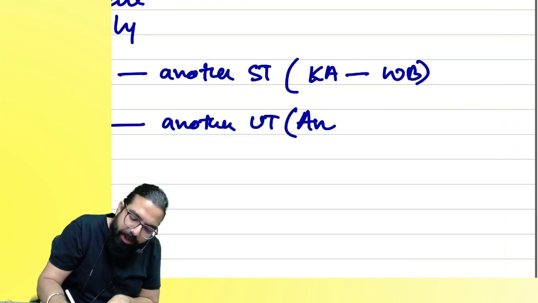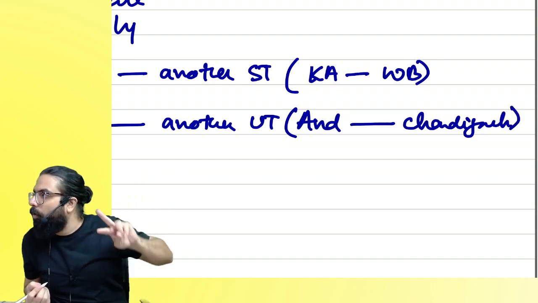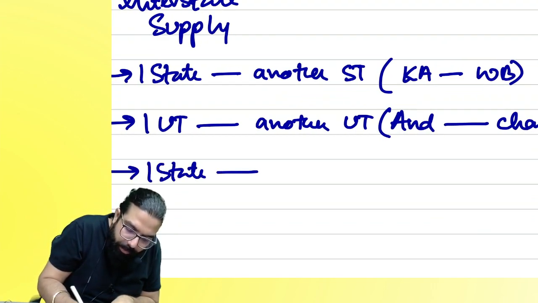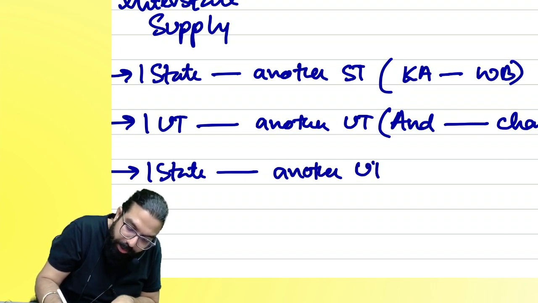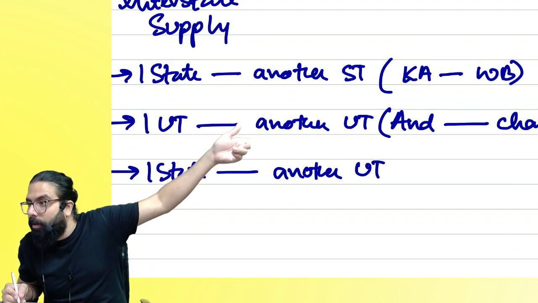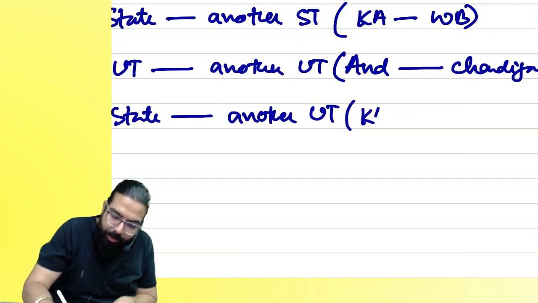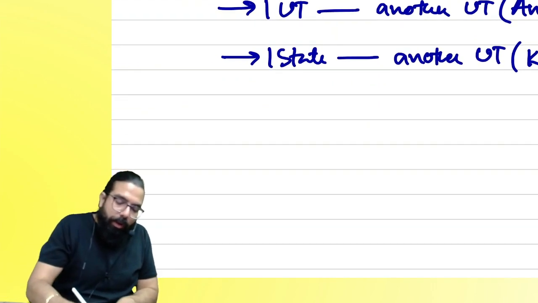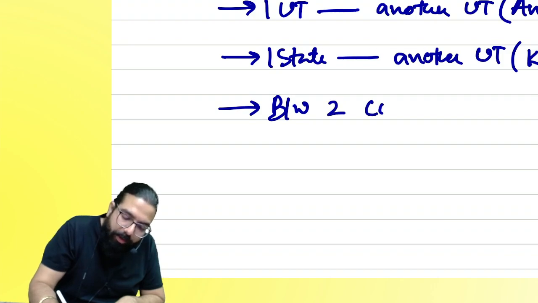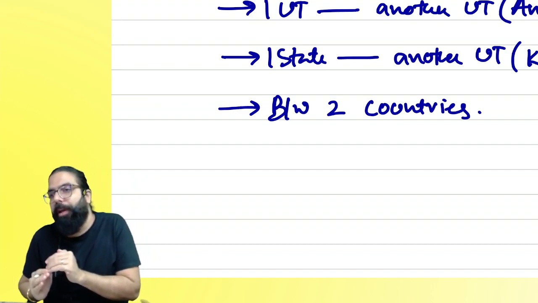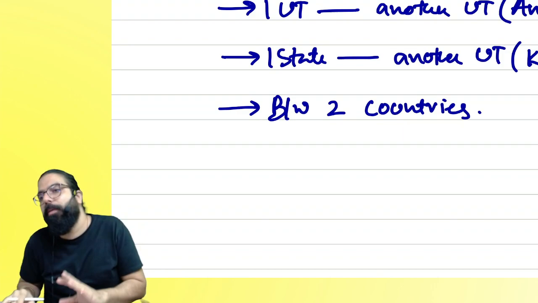I am in the union territory of Andaman and I supply to Chandigarh, one UT to another UT. Or one state to another UT: I am in Karnataka and supply to Andaman. Karnataka supplies to Andaman, or Andaman supplies to Karnataka. Between two countries means import and export. I supplied to Dubai, or Dubai supplied some goods or services to India. Always remember imports and exports.